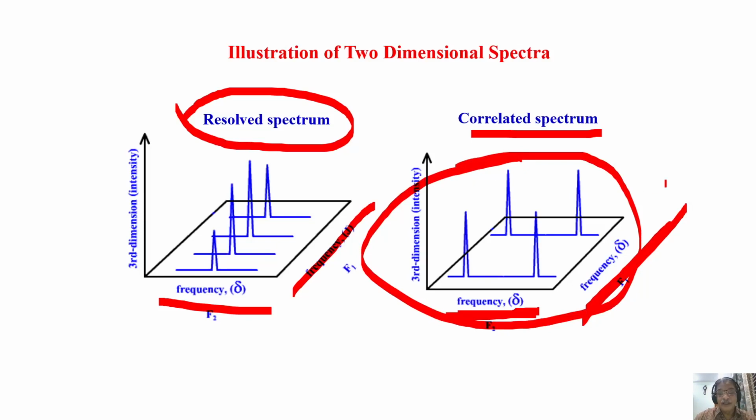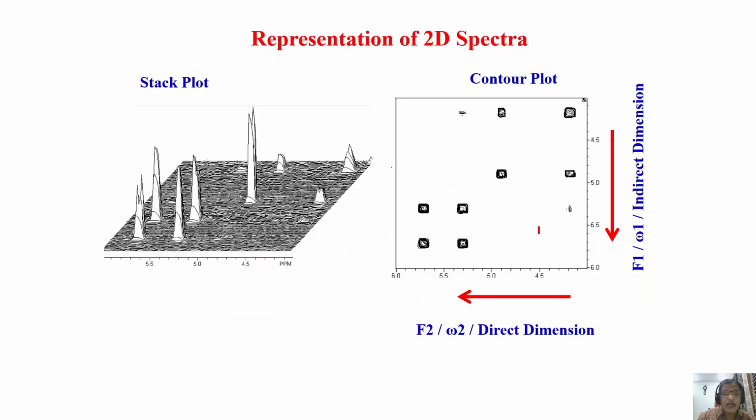But remember, this is okay for 2D. You can have a stack plot. How do you want to have a 3D? Very difficult to see and imagine. As a consequence, it has been modified. The stack plot like this can be modified to give a spectrum like this.